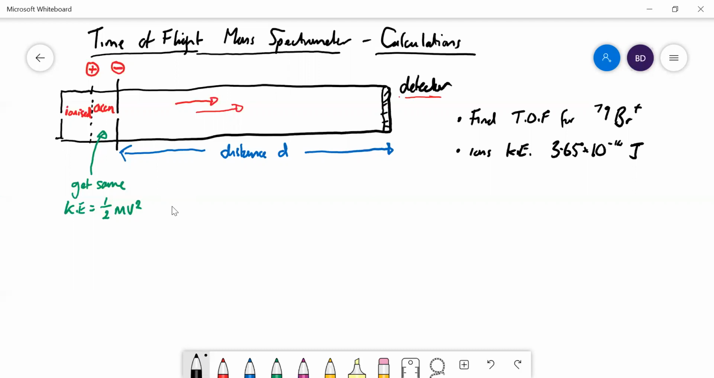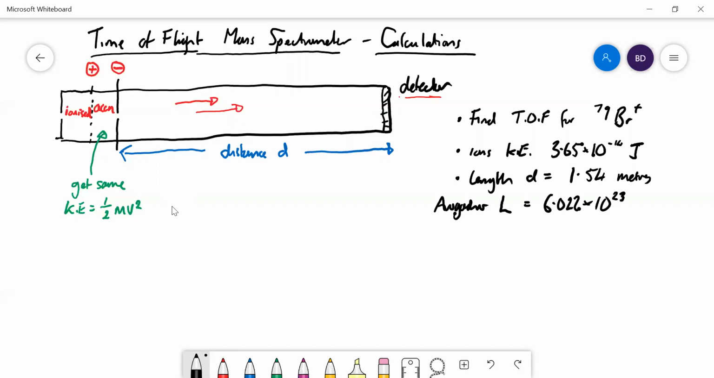They tell you the length of the tube, or the distance, which is equal to 1.54 meters. They also tell you the Avogadro constant. That's the number of atoms in a mole, usually given the symbol L, which is 6.022 times 10 to the 23. It's usually given to 4 significant figures in these calculations.